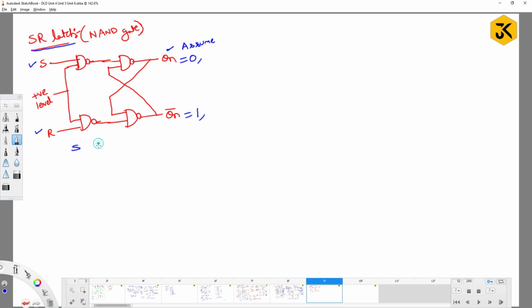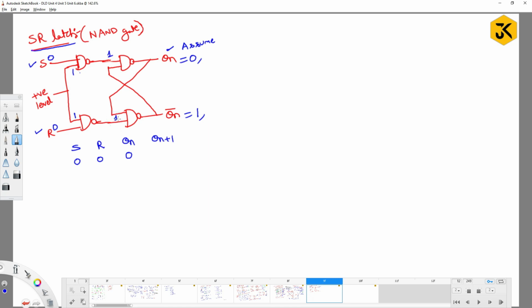One column is S, another is R, another is the present state, and the next state will be Qn plus 1. SR will be 0 0, and I am assuming 0 as the Qn. We need to calculate Qn plus 1. Before that, we will substitute these values. SR are 0 0. When these are 0 0, here it is always 1, for the positive level you got 1. So 0 and 1 is 0, its complement is 1.